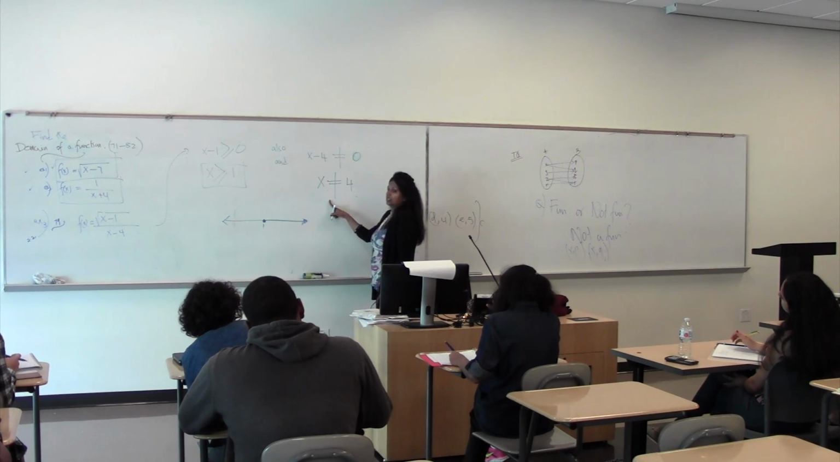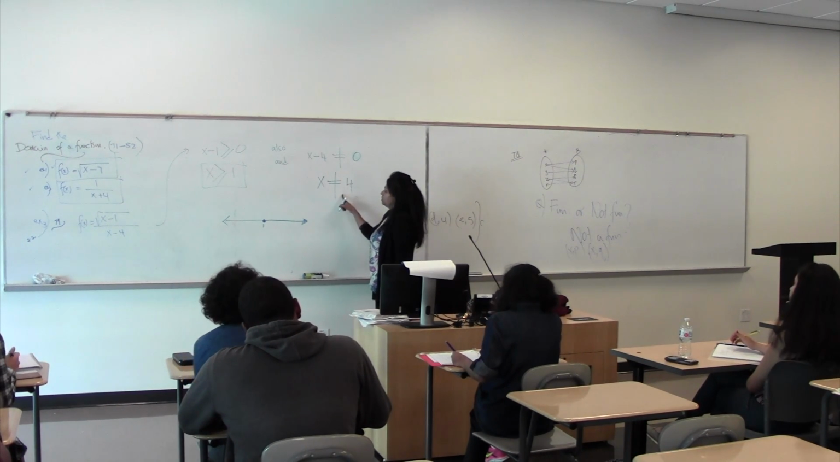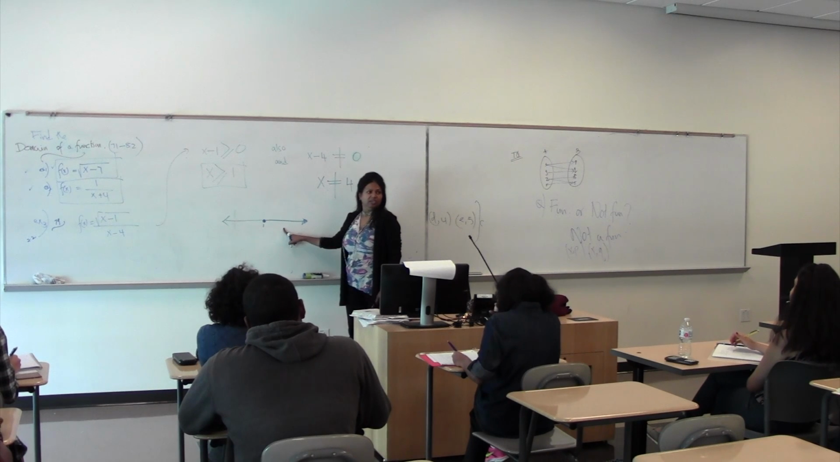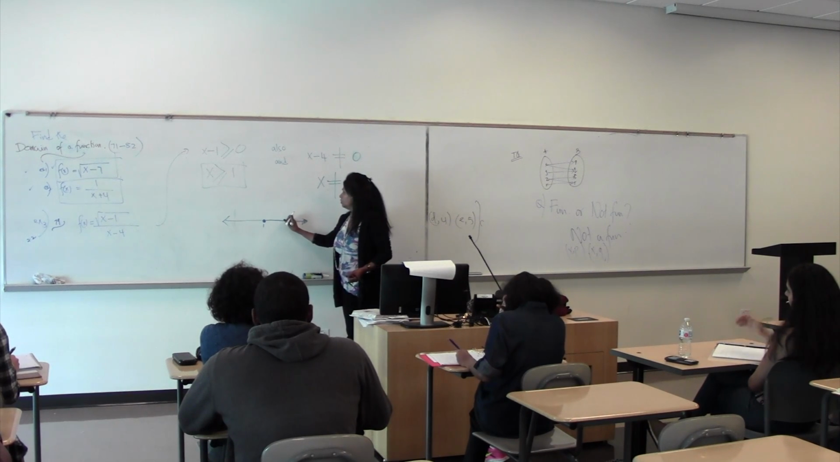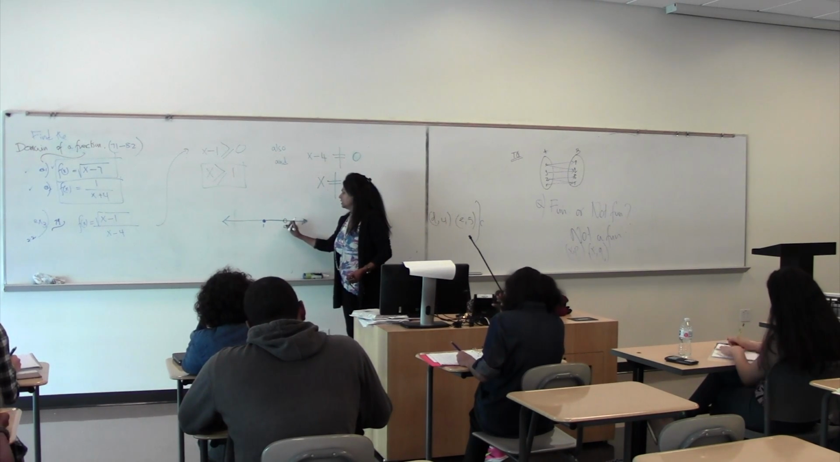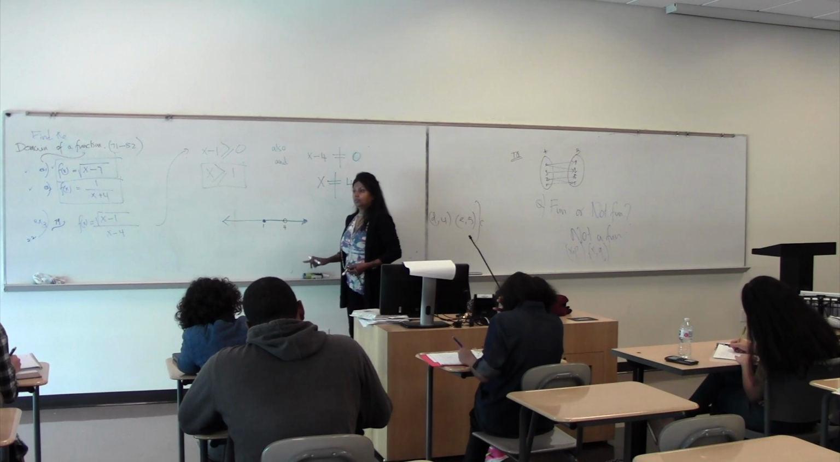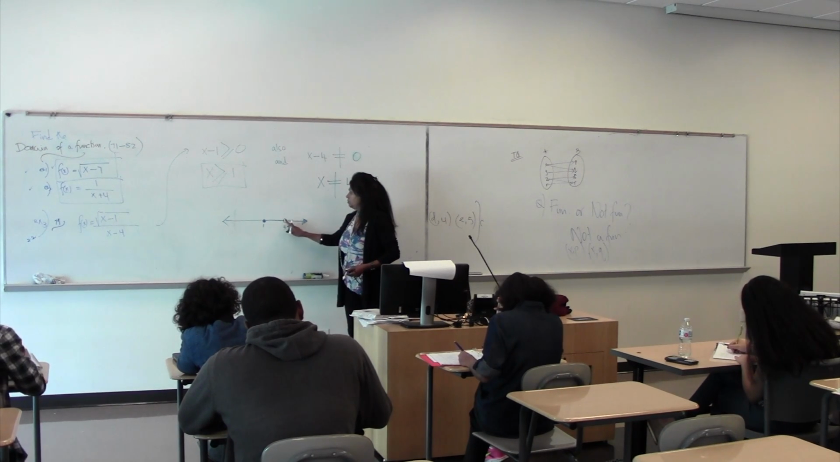What does this say? X cannot be 4. So is 4 included in here? Yes, right? 1 through 4, 4 is there. So what do you need to do now? You go to 4 and put an open circle. So that means this 4 is missing, this point.